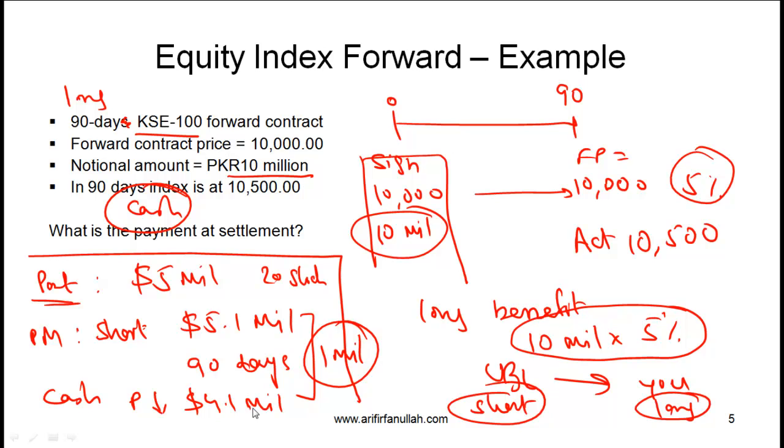Because market price is 4.1 million, but you have the contract which says that you will sell for 5.1 million. So in this particular case, if this is a cash settlement, then the counterparty simply will give you 1 million on settlement date, which is 90 days from today.